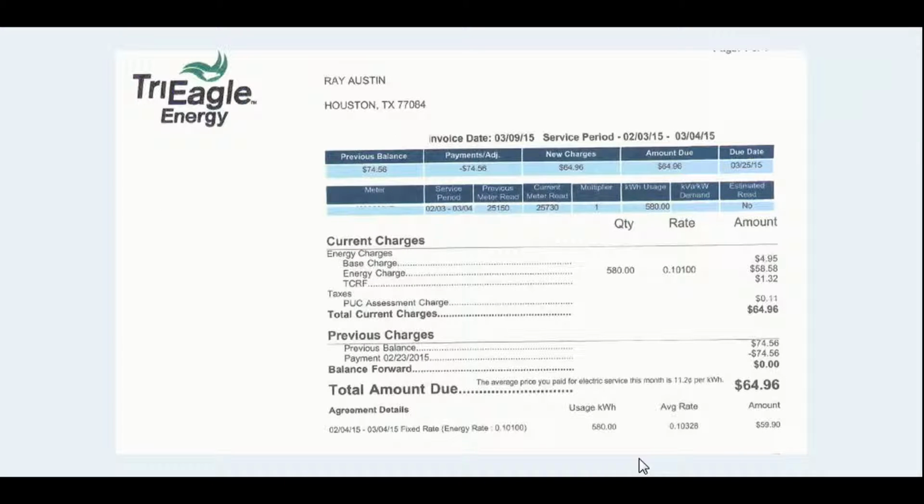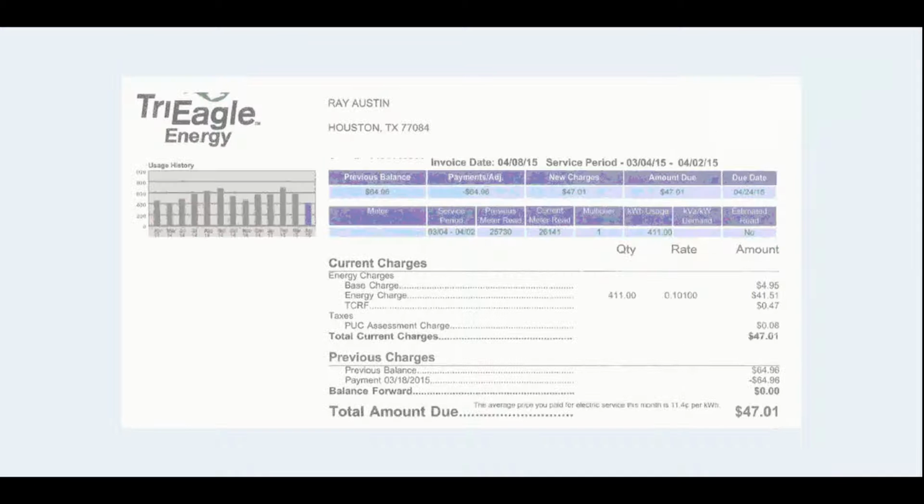So with that said, we'll go to February, $64.96. It's a bill that we're not going to use. It's just a bill to note. March is another bill that isn't going to be used. It's very, very close to being the low bill, but not quite.